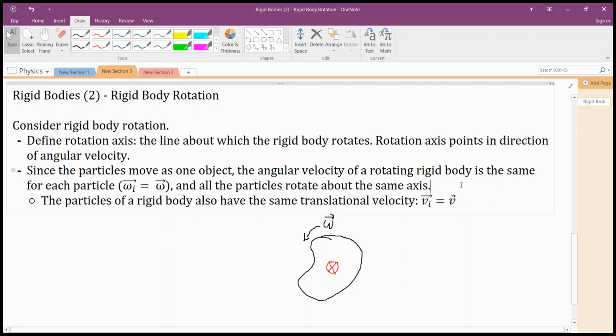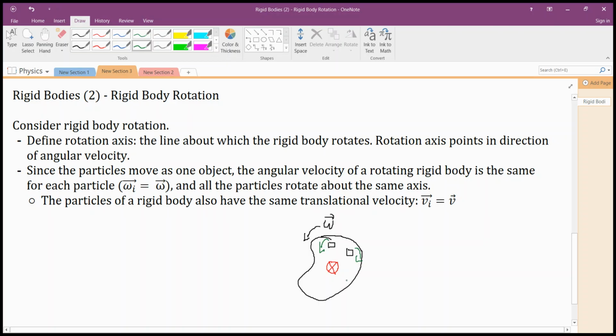That is the case of rotational motion, but it also applies to translational motion. Because all the particles are moving as one object, each particle of the rigid body must also have the same translational velocity, else the distances between the particles would change. For example, consider these two point masses dm on this rigid body. If they are moving in different directions translationally, they are moving apart from each other. And that line will change. This rigid body is going to change its shape.